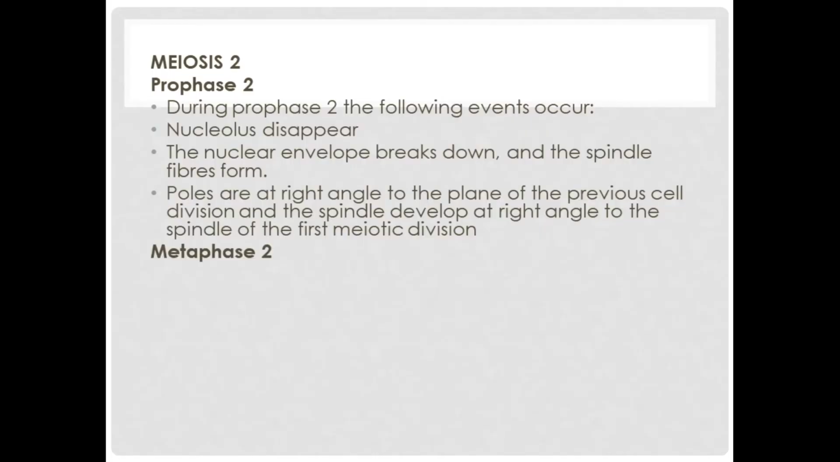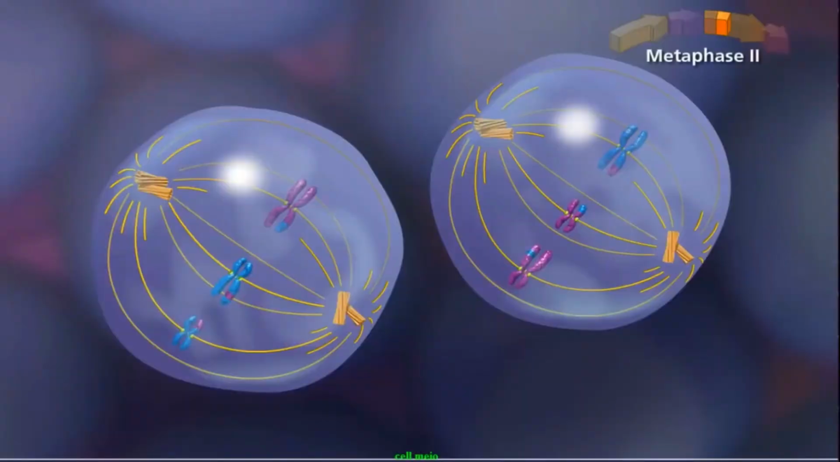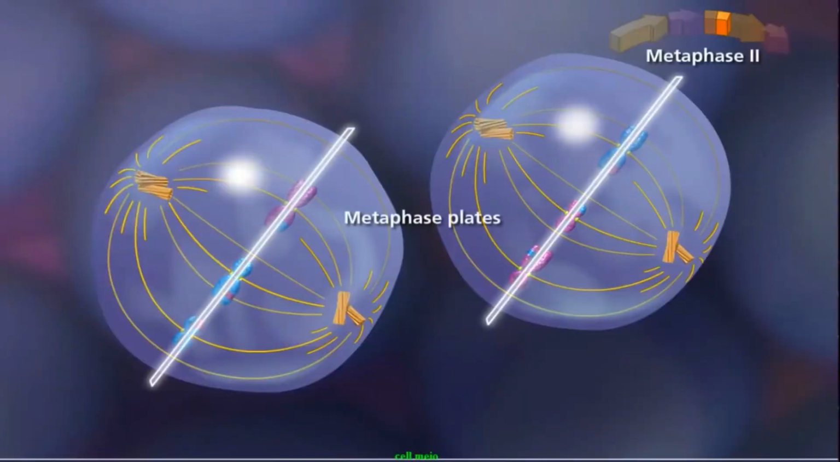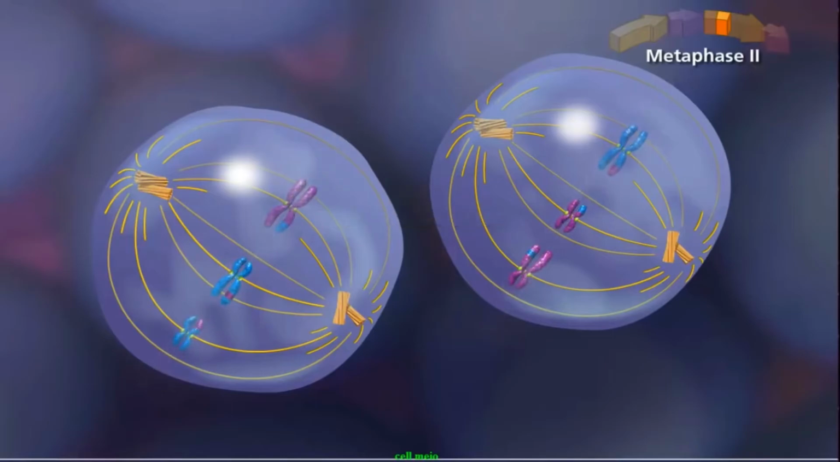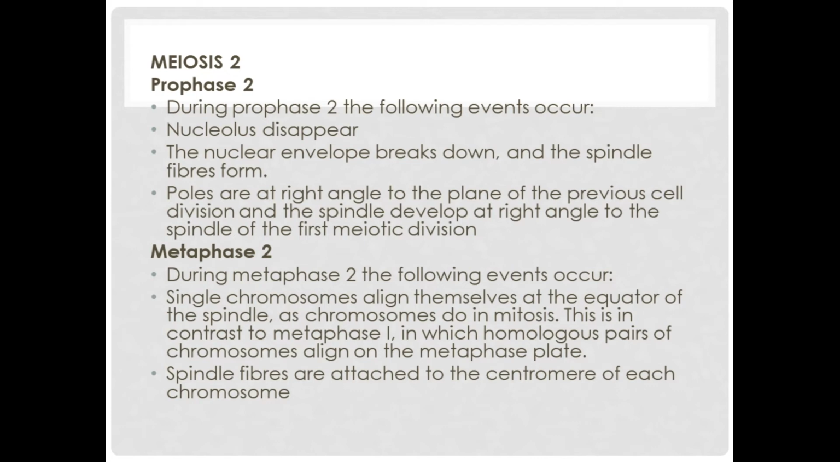Let's take a look at metaphase II. During metaphase II, the following events occur. Single chromosomes align themselves at the equator of the spindle as chromosomes do in mitosis. This is in contrast to metaphase I, in which homologous pairs of chromosomes align at the metaphase plate. Spindle fibers are attached to the centromere of each chromosome.